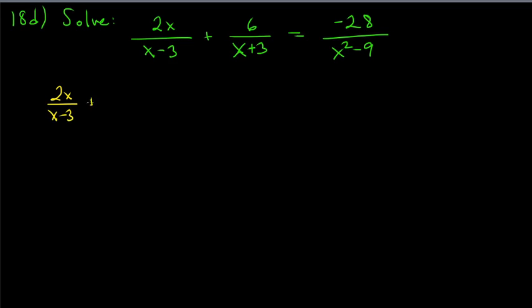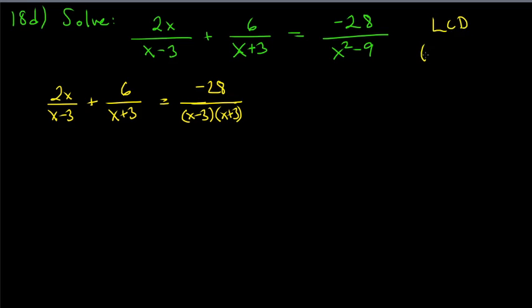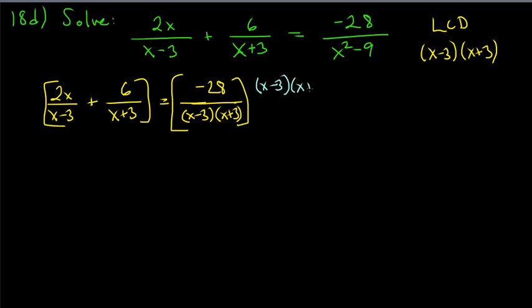And the idea is to find the least common denominator, which I hope is obvious. Especially if I factor the x squared minus 9, it's just x minus 3 times x plus 3. So that has to be the LCD, right? x minus 3 times x plus 3, or x plus 3 times x minus 3. The order doesn't matter. If you switch the order, same thing. Okay, so now we just multiply both sides by the LCD. So we're going to multiply both sides by x minus 3 times x plus 3.